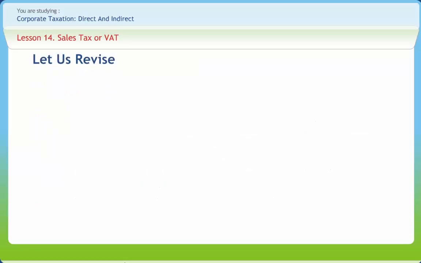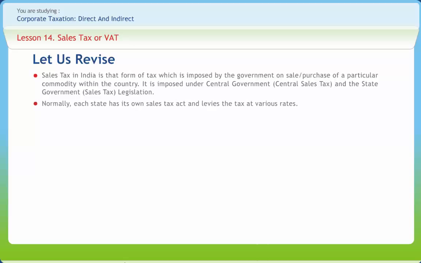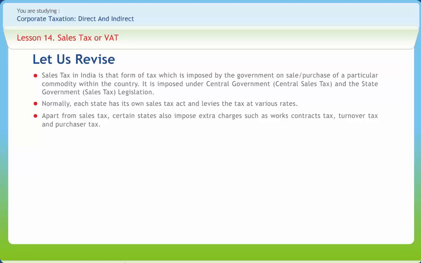Now let's revise what we have studied till now. Sales tax in India is that form of tax which is imposed by the government on sale or purchase of a particular commodity within the country. It is imposed under central government central sales tax and the state government sales tax legislation. Normally each state has its own sales tax act and levies the tax at various rates. Apart from sales tax, certain states also impose extra charges such as works contract tax, turnover tax and purchaser tax. Thus, sales tax plays a major role as a major generator of revenue for the various state governments.